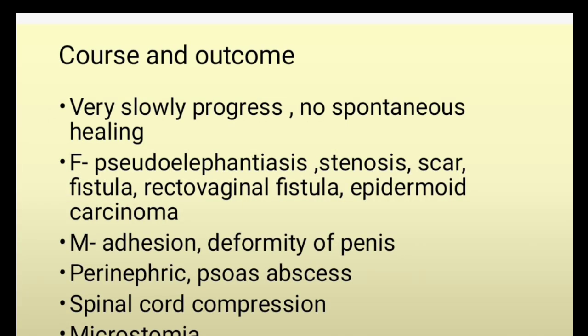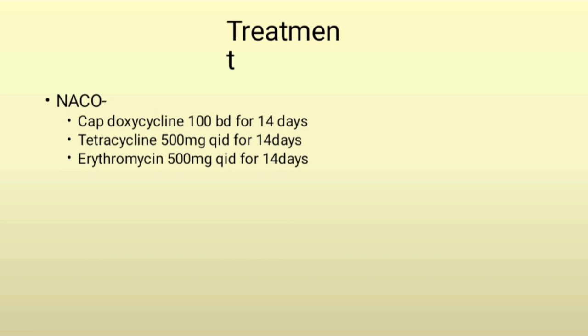The course of the disease: it has very slow progression and no spontaneous healing. In females, pseudoelephantiasis can develop. Stenosis, scar formation, fistula, rectovaginal fistula, and epidermoid carcinoma are sometimes reported. Males can develop adhesions and deformities of the penis. Perinephric abscess and psoas sepsis can develop. Spinal cord compression can occur. Microstomia can present when there are oral lesions. HIV, if present, can cause aggressive ulceration and reduce healing. Coming to treatment, doxycycline or tetracycline or erythromycin can be used.